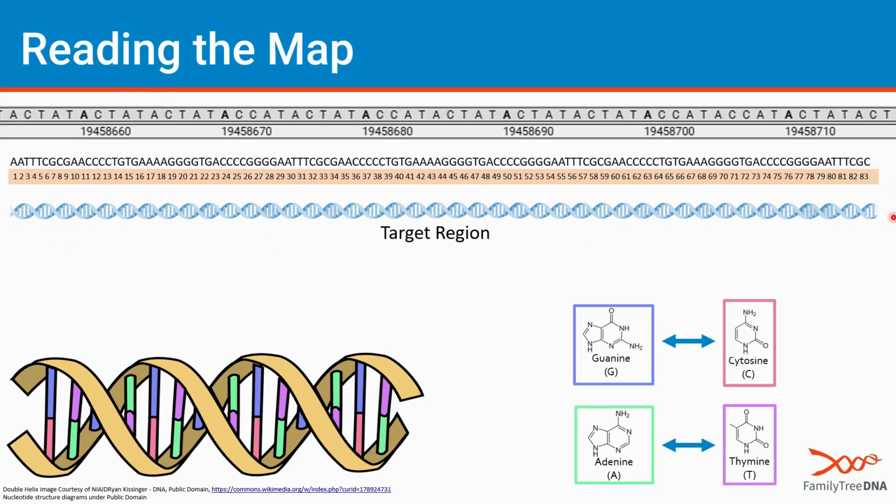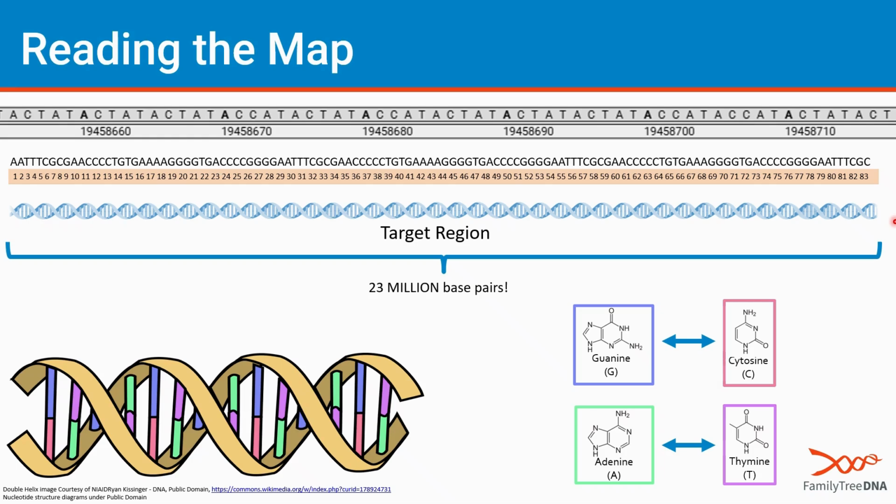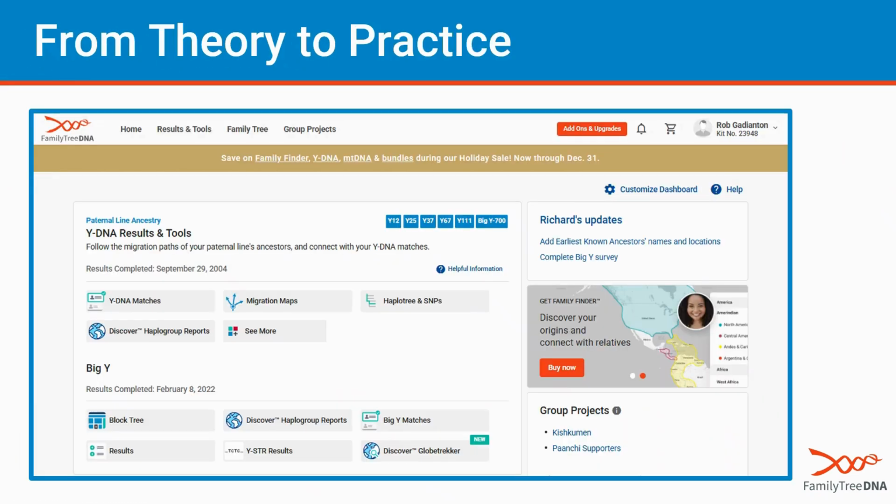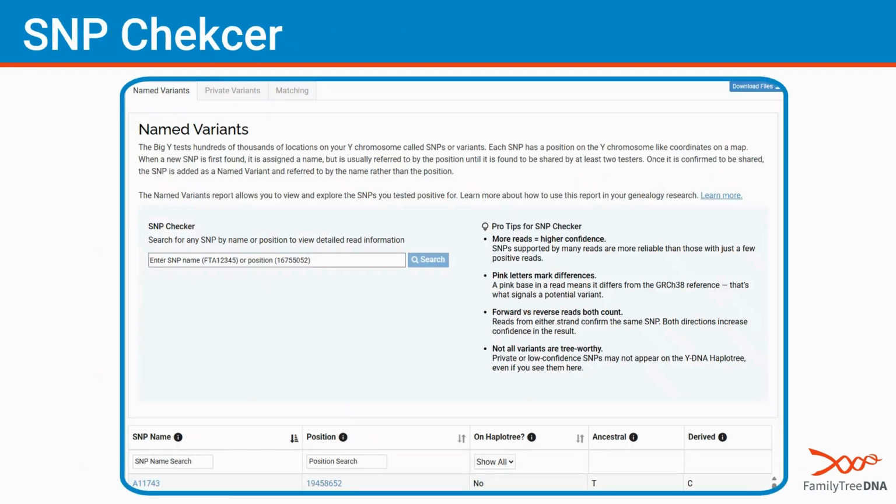So back to where we were here with the target region of 23 million base pairs, we're going to get a long string of this. And so we need a tool to be able to focus on the SNPs that we want to see and focus on the regions that we want to look at. So again, you access the Big Y results here through the main dashboard. There's other ways to get to it as well. And first, you're going to see something that looks like this. Don't worry about too much of this for right now. What I want you to focus on here is the SNP checker.